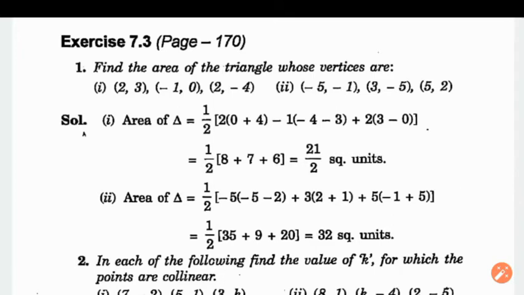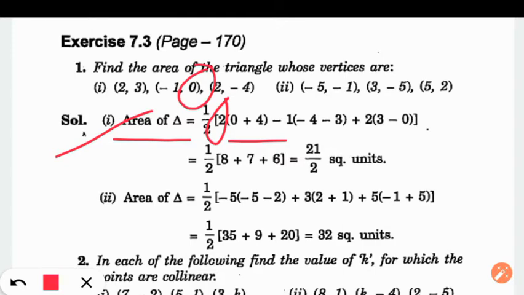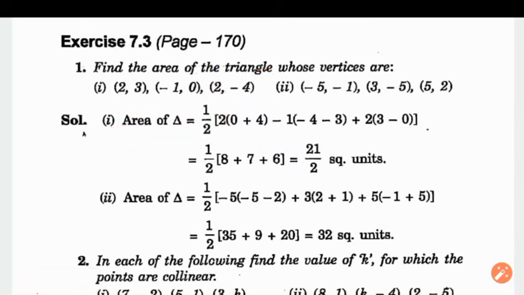Find the area of the triangle whose vertices are this. Okay, so now you know the formula. Now number 1, area of triangle is equal to half. What should we have here? x1. Then within the bracket we must have y2 minus y3, right? Here y2 is this one, and y3 is this, so minus of minus, that is why here we have plus. y2 minus y3.